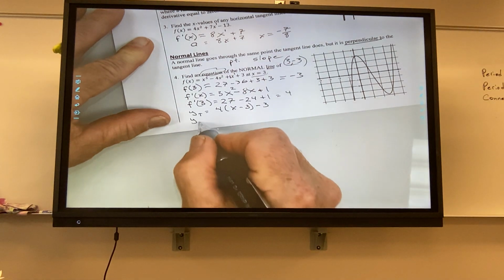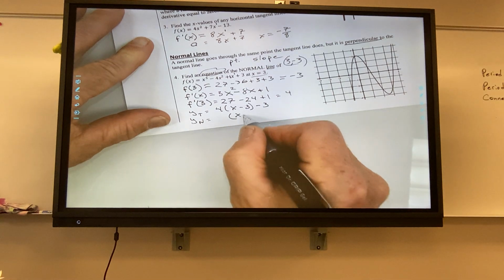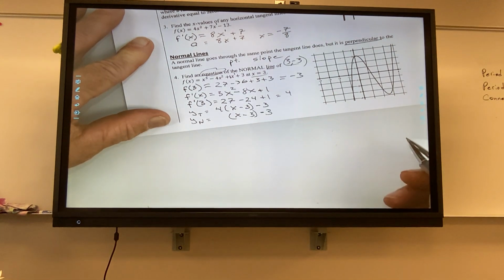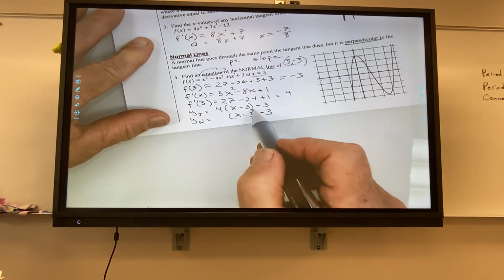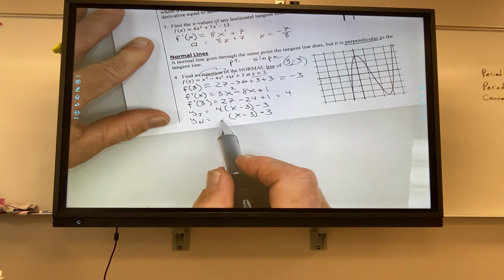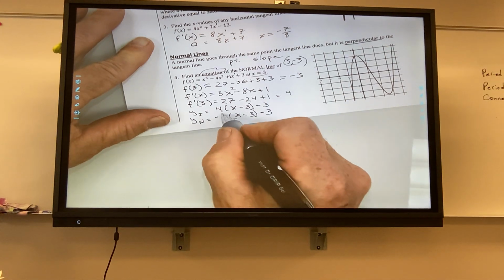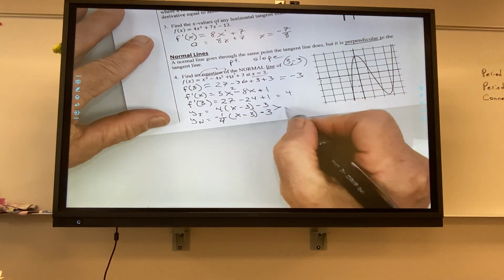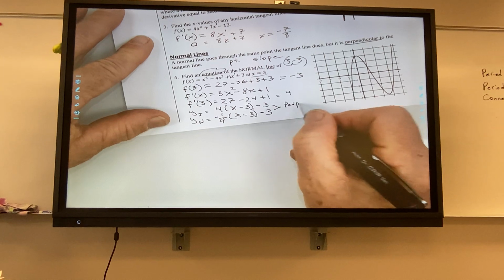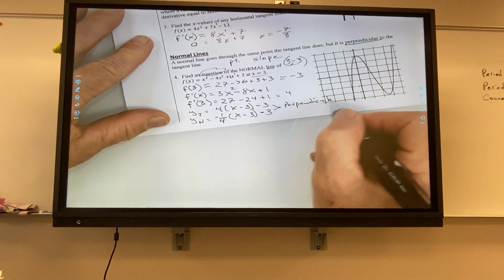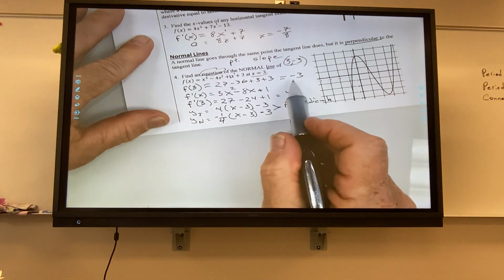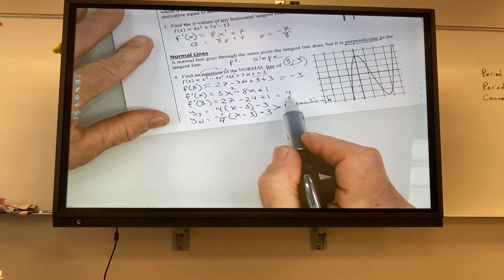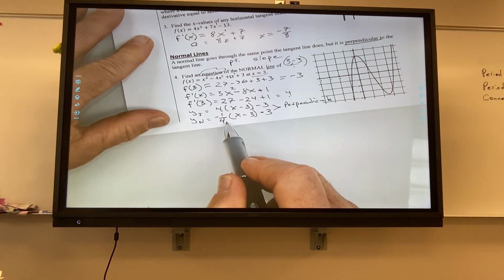The equation of my normal line, I still have the same point, but my slope is different. It's the negative reciprocal. It's going to be perpendicular to that line at the same point. So what do I put in here? What's the negative reciprocal of 4? Negative 1/4. These two lines right here are perpendicular. Here's my point. Here's my slope. I changed it so I have a perpendicular line.